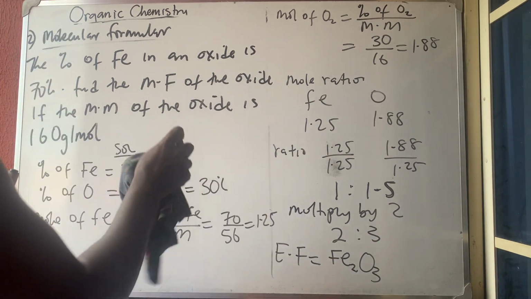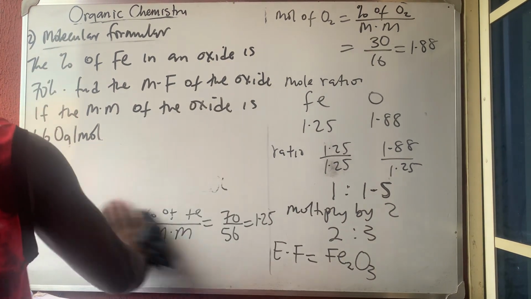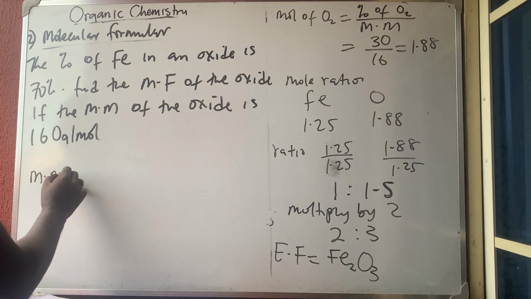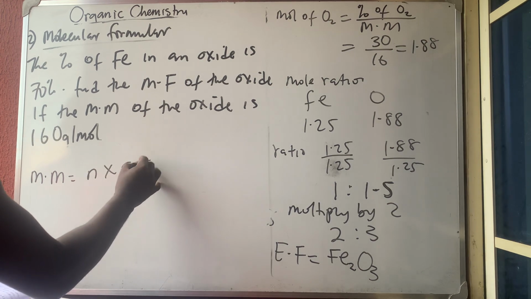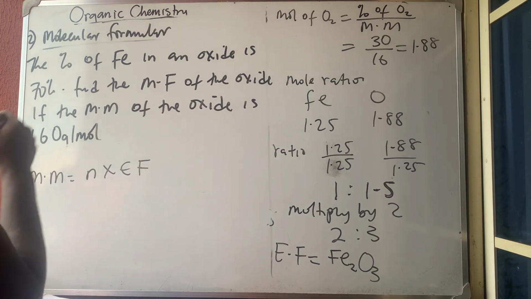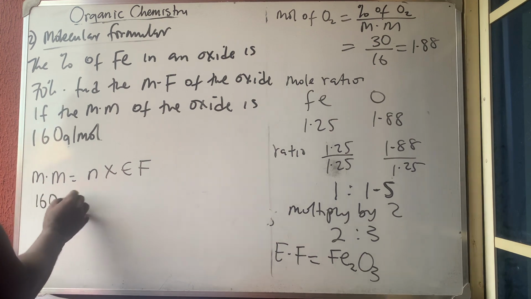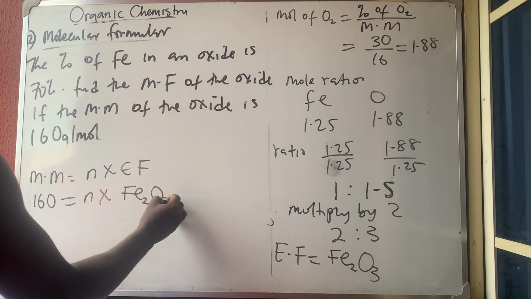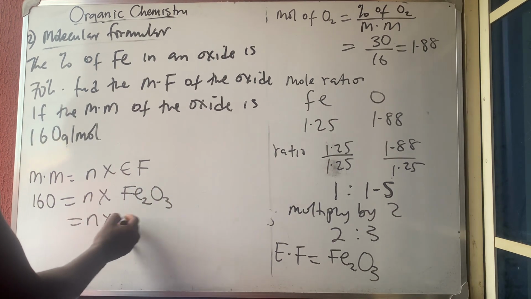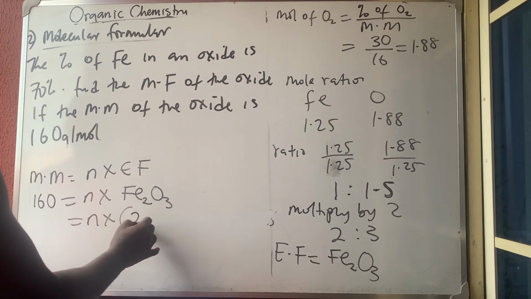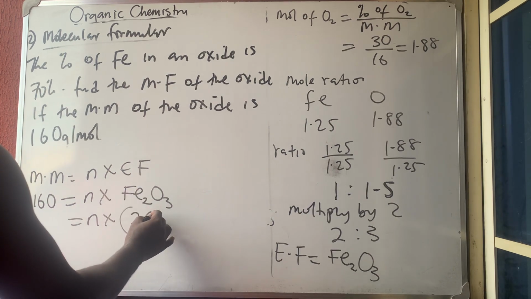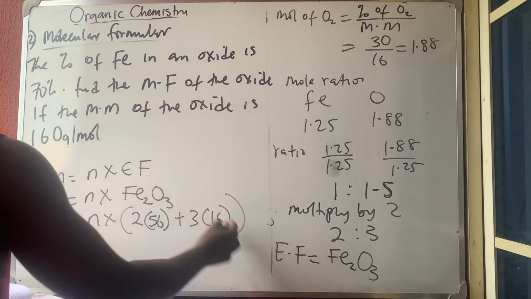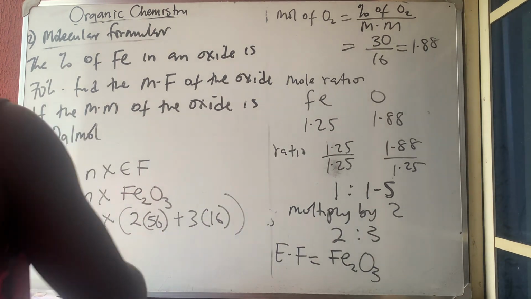So to get the molecular formula, I know that molar mass is the same thing as what? N times the empirical formula. So don't forget this very important formula. So I have 160 is equal to what? N times the empirical formula, which is Fe2O3. So I have N times 2 into Fe, which is 56, plus 3 into oxygen, which is 16.